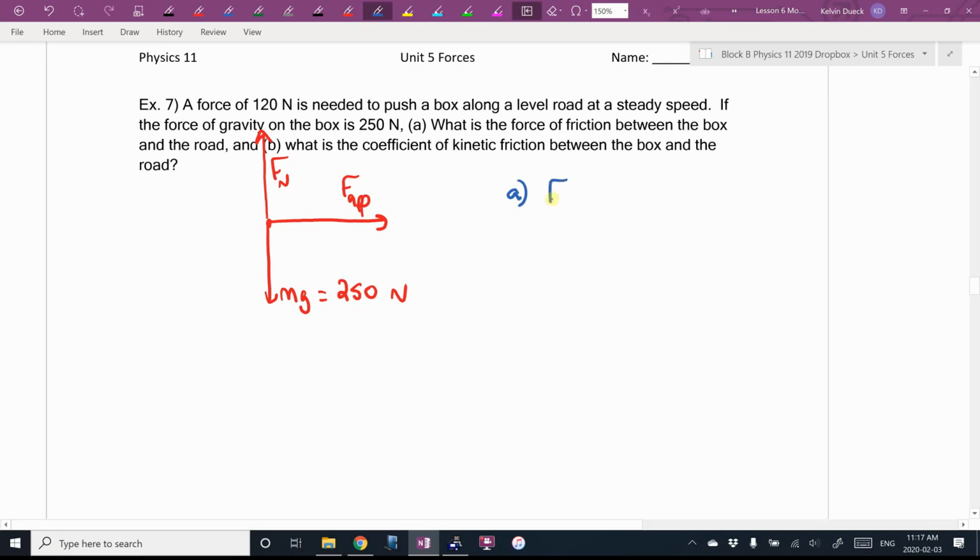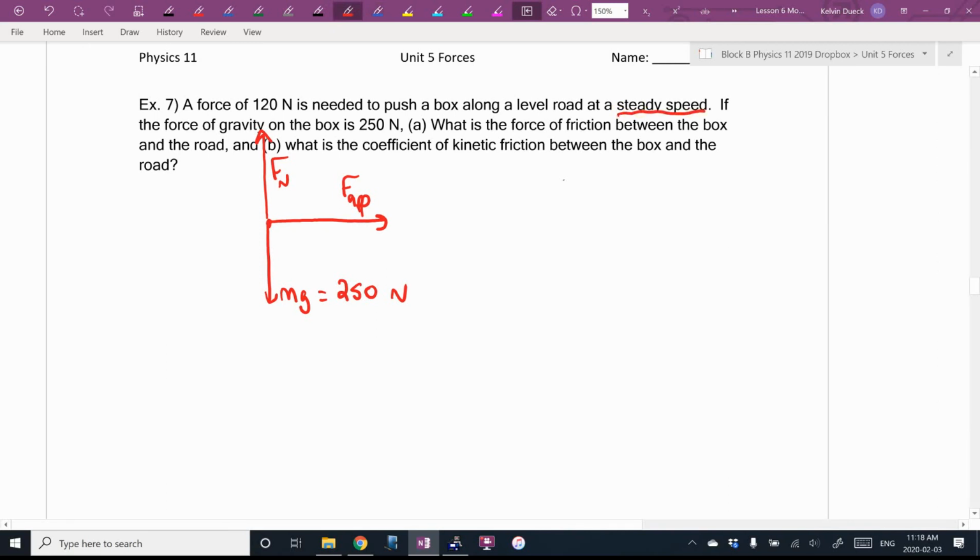My first thought would be to go friction equals mu times the normal force. Why can't I do that? Why will that not help me at all? They didn't give me the coefficient of friction. In fact, what's part B asking me to find? I haven't finished my free body diagram. Did you see the two key words that make this question solvable? You see it? All of us underline steady speed.